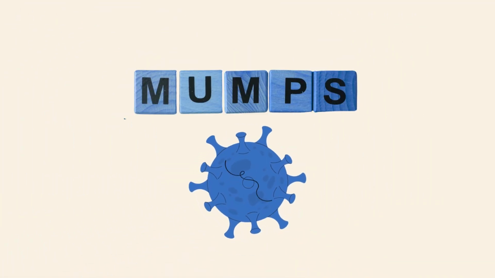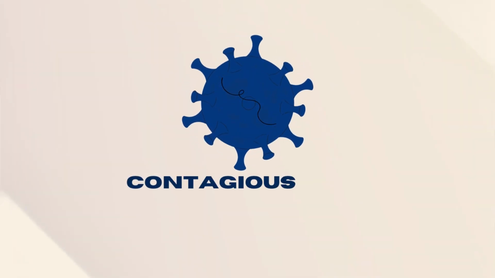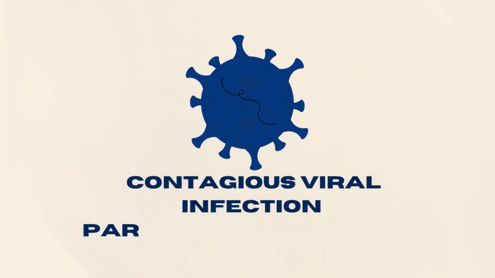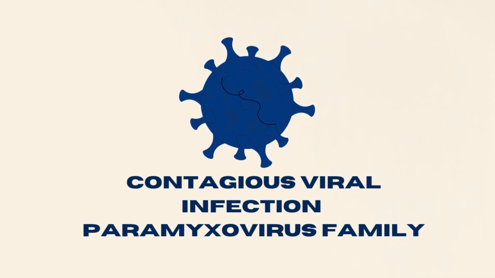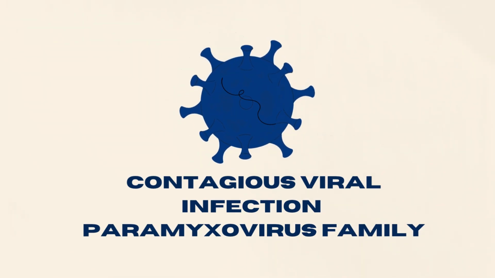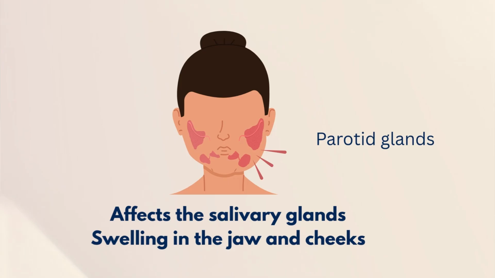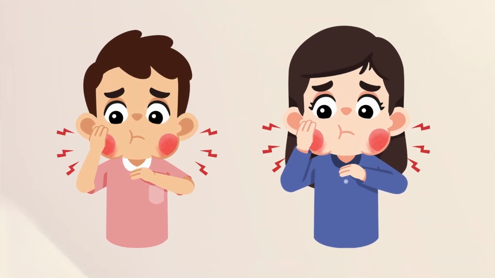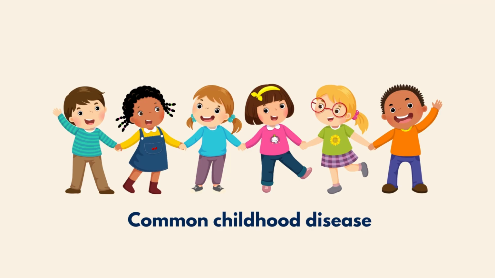Let's dive into the infectious disease called mumps. Mumps is a contagious viral infection caused by the mumps virus. This belongs to the paramyxovirus family. It primarily affects the salivary glands, especially the parotid glands, which are located near your ears. This is why one of the hallmarks of the disease is swelling in the jaw and cheeks. Mumps is a very common childhood disease, but with the introduction of vaccines, its occurrence has been reduced. However, outbreaks still occur, especially in areas with low vaccination rates.